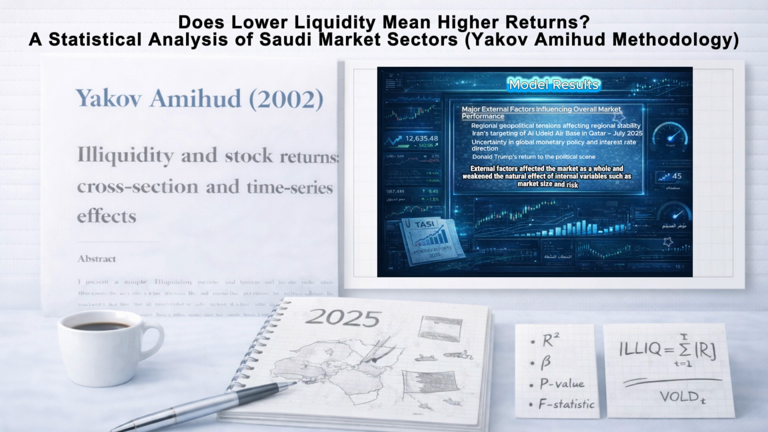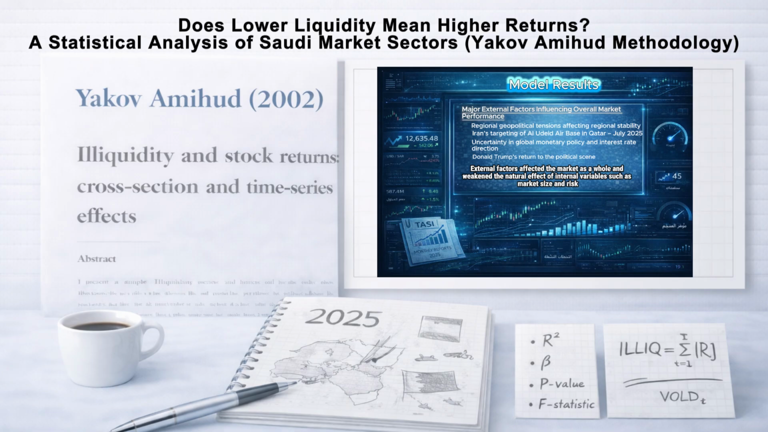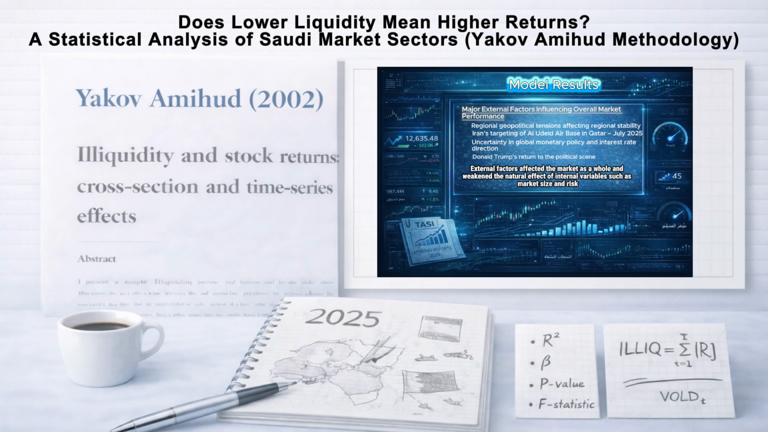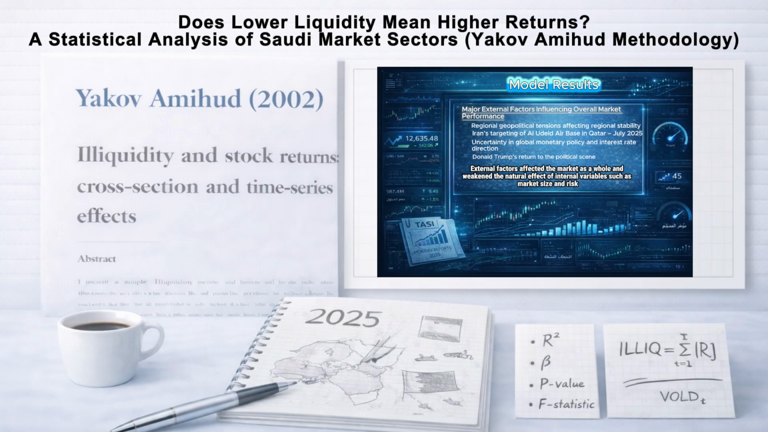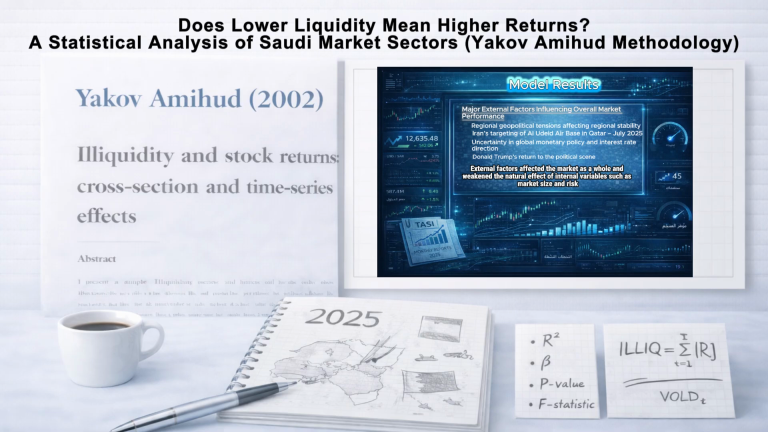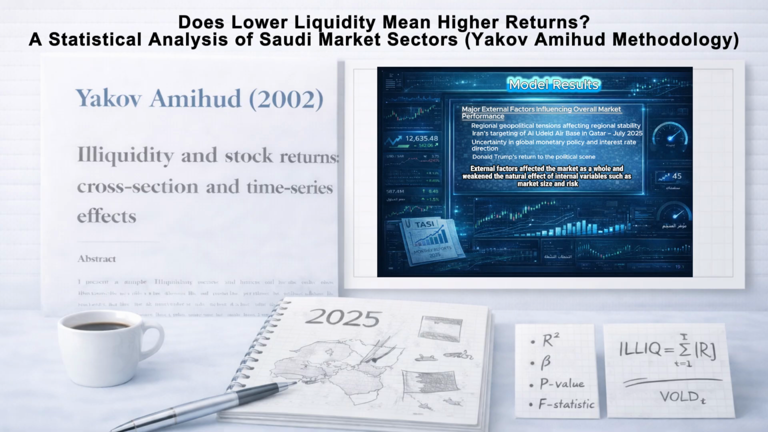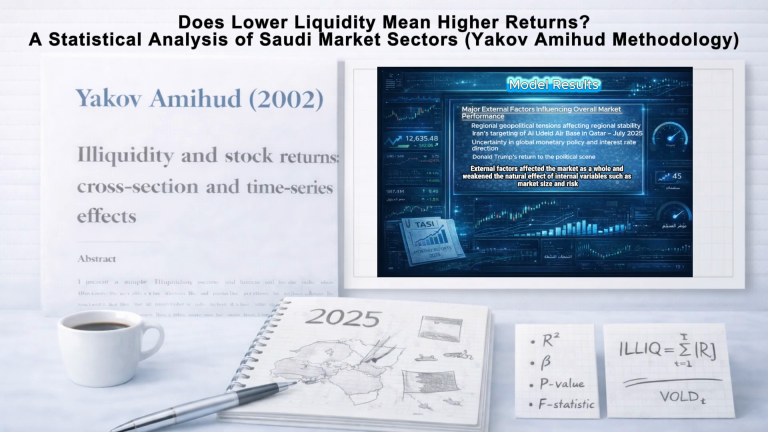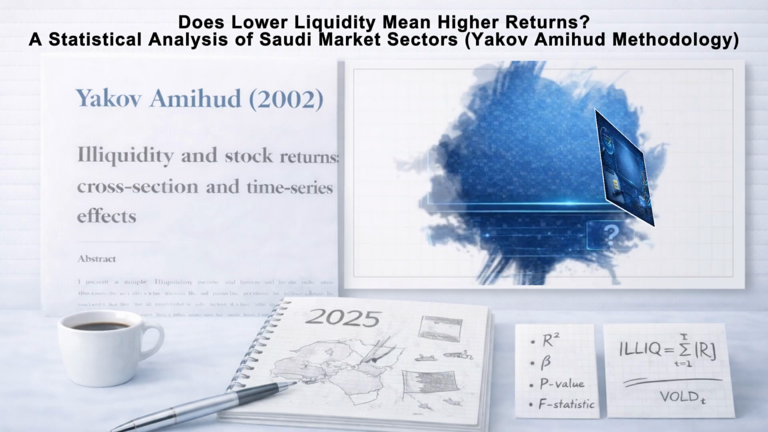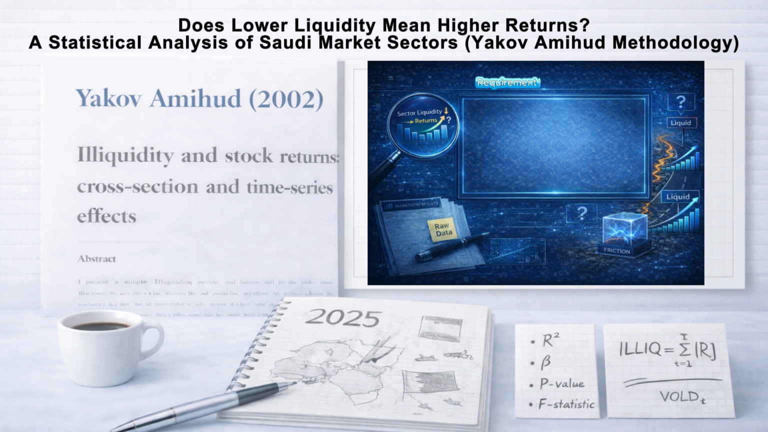These factors affected the market as a whole and weakened the natural effect of the internal variables. As a result, the effect of market size disappeared, the effect of risk became weaker, and liquidity did not show a stable relationship with returns. So, it's reasonable to assume that these shocks may have hidden the effect of liquidity, even if the effect exists under normal market conditions. So what do we need to test this hypothesis properly?